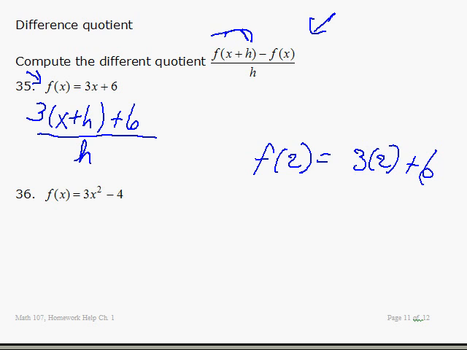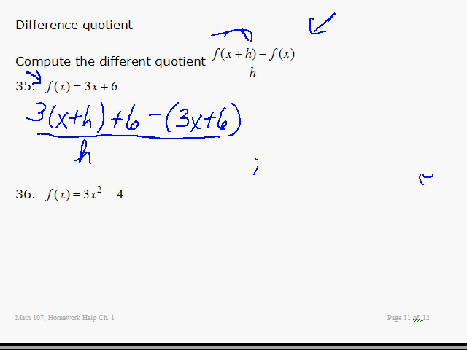Now here's a little bit of a trick. It says minus the function. Well, the function has several pieces, so again, I better put it in parentheses. Now I'm going to erase that so I have some room to work here.